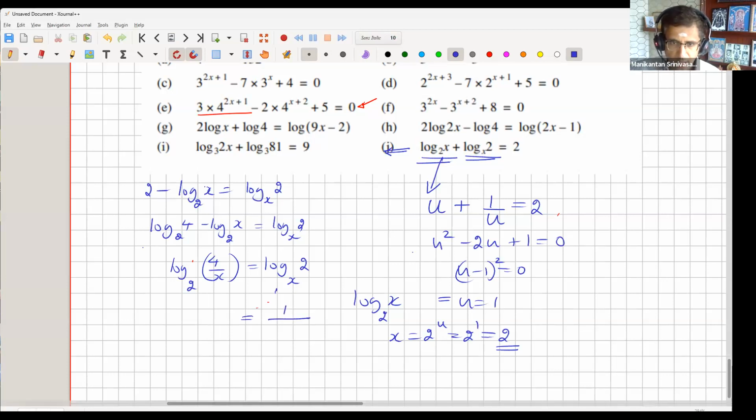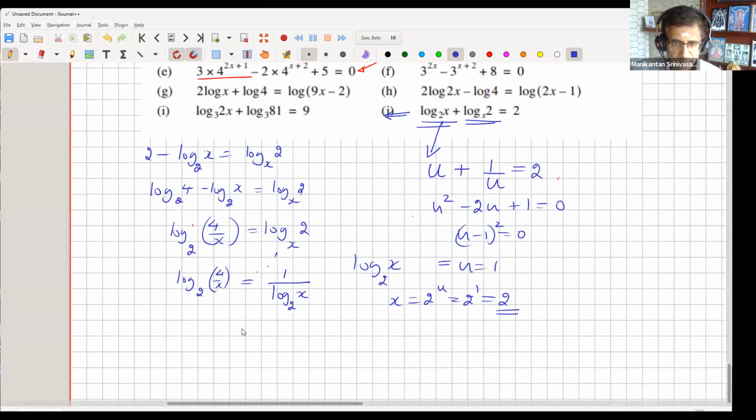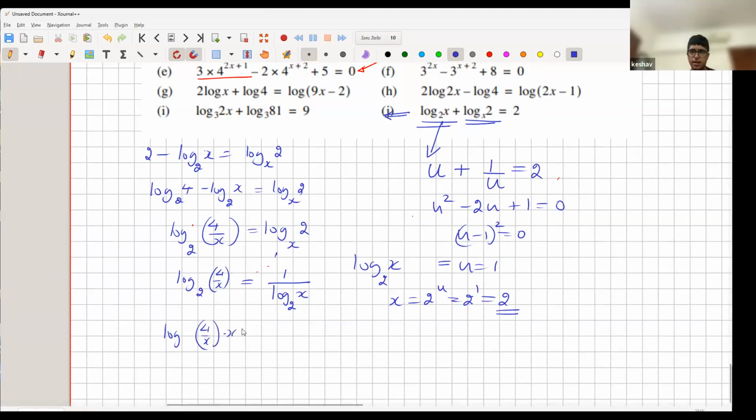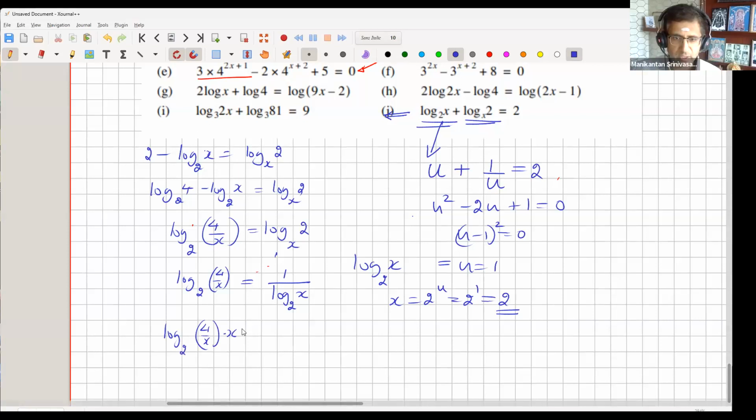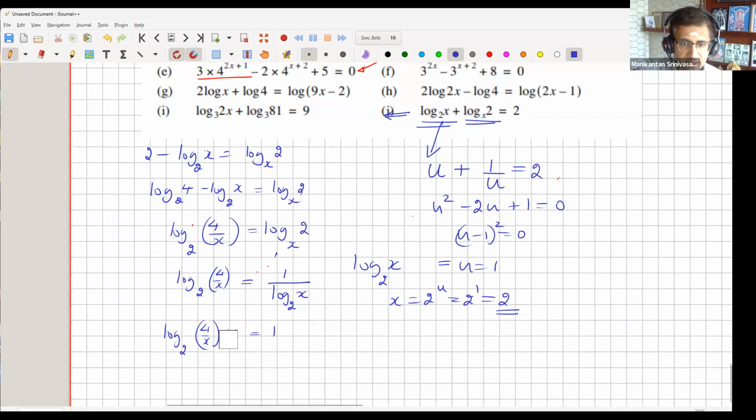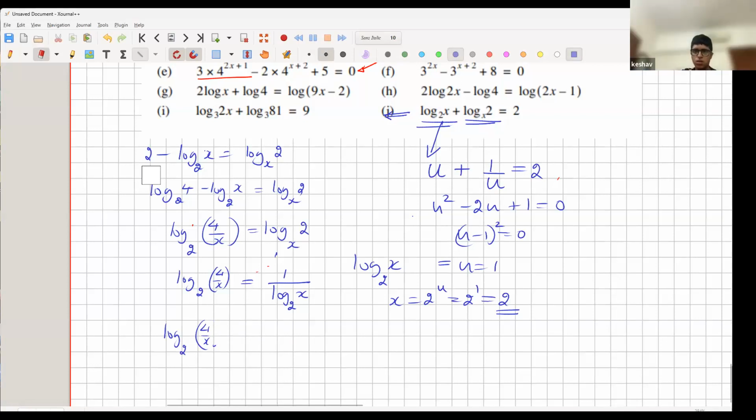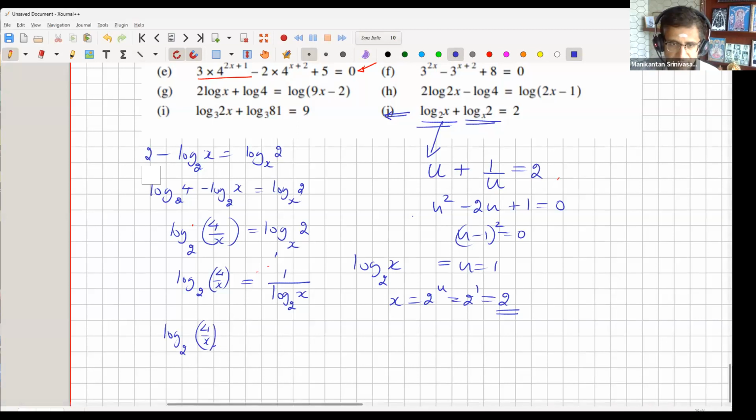So I will say this is 1 upon log x to the base 2 equal to log 4 by x to the base 2, right? So if I multiply now, I get log of 4 by x to the base 2 times log x to the base 2 equal to 1. My handwriting was messy. Yeah, I made a mistake. So you get something like that.